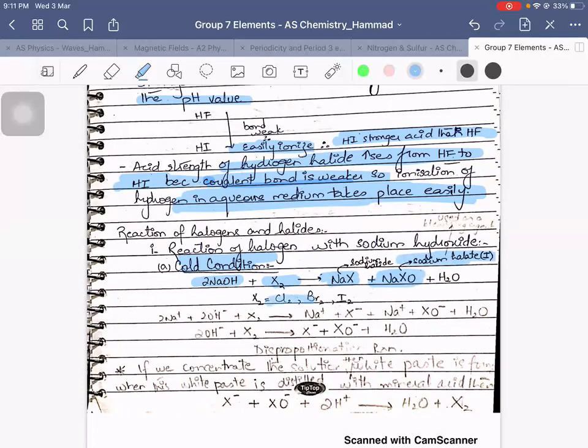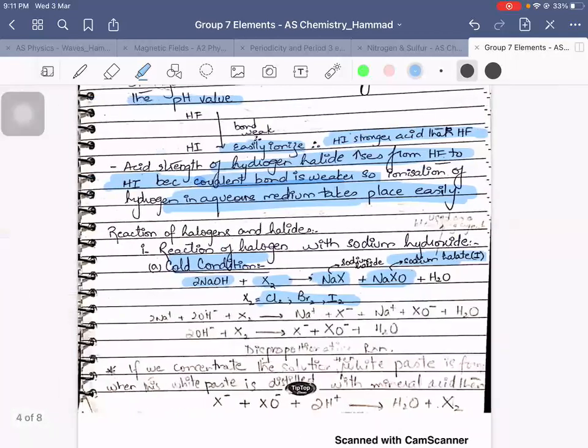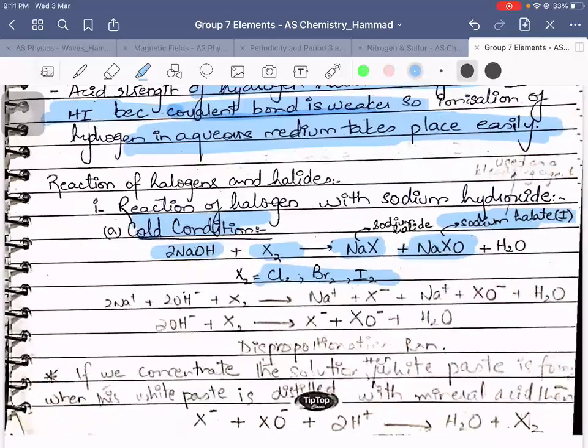X could belong to any of these 3 elements. Please understand that the halogen has 2 different valencies here, and whenever an element or a compound undergoes oxidation and reduction simultaneously in a reaction, that is called a disproportionation reaction.